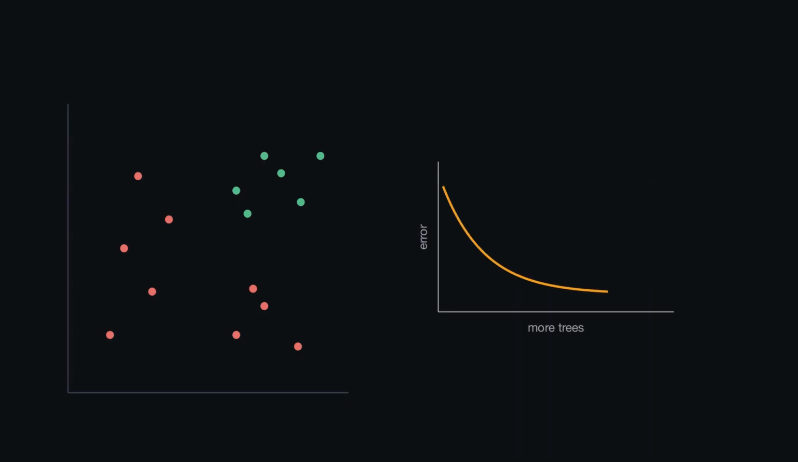One last question. How many trees do we need? As we add more trees, the error drops and the forest gets steadier. But only up to a point. Soon the curve flattens out. After that, extra trees cost memory and time without making things much better. So we add trees until the curve goes flat, and then we stop.